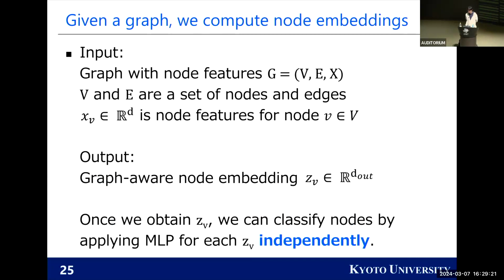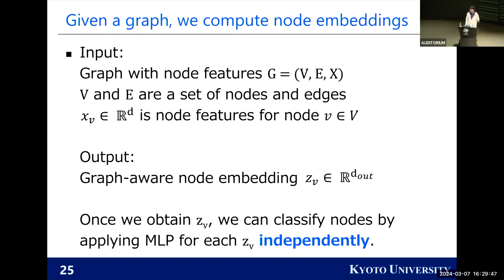This is the problem setting of graph networks. We are given a graph with node features, G = (V, E, X), where V is a set of nodes and E is a set of edges. The characteristic of the problem setting is that we are given node features: for each node, we are given a feature vector.